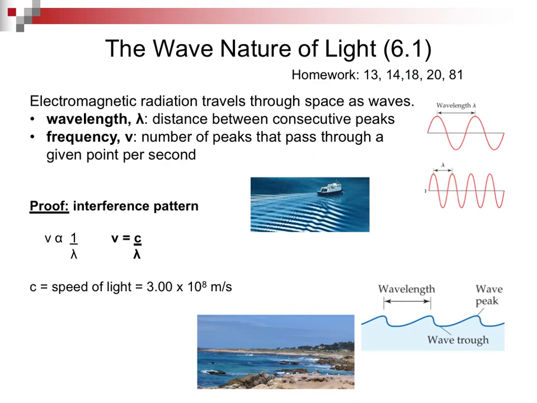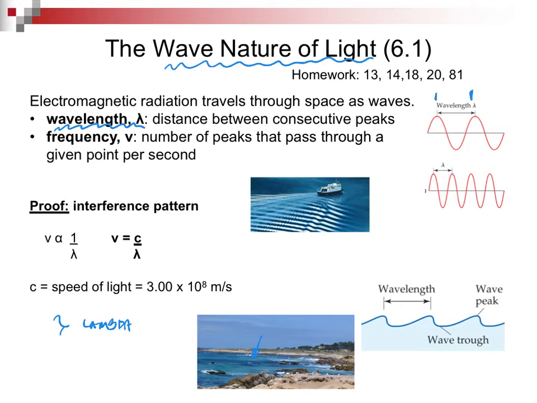What we're going to do in this chapter is talk about light and mass and particles and waves. So first we talk about the wave nature of light. And we describe it in 2 different ways. We describe light either with a wavelength, and that is the Greek letter lambda. And it is the distance between consecutive peaks of a wave.